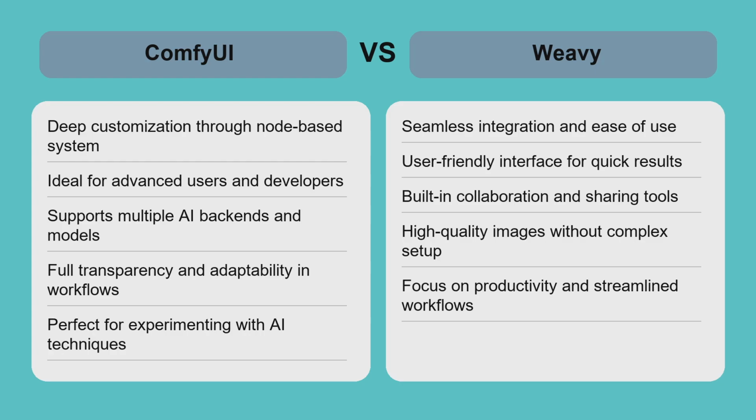ComfyUI offers unmatched customization through its node-based system, perfect for users who want to control every detail of image generation. This suits developers and AI artists who prioritize flexibility over simplicity. On the other hand, Weavy emphasizes ease of use and team collaboration, delivering fast, high-quality images without requiring technical setup. It fits marketers and content creators who need efficient workflows and integrated sharing.